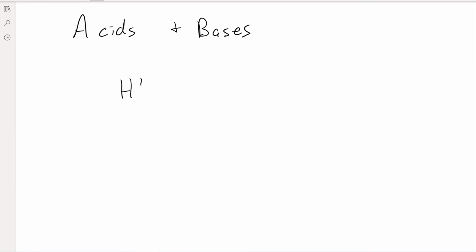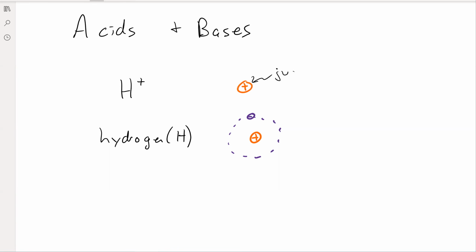Acids and bases are all based off of H plus. So if we think about what H plus is, we have to think about what hydrogen is, right? Just regular H. Hydrogen has one proton, and it generally doesn't have any neutrons, and then it has one electron. And so when we make H plus, we remove that electron, and what we're left with is just a proton. Right, so sometimes you'll hear it called H plus, other times you'll hear it called a proton.